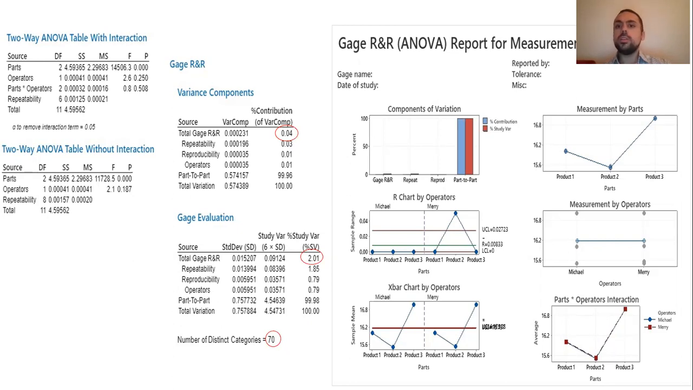About the components of variation, in the ideal situation, in the chart of components of variation, the part-to-part bar should be significantly higher in comparison to the other bars. So it happened here. As you can see, it's much higher than repeatability and Gage R&R. So we can say that our measurement system has a good performance.